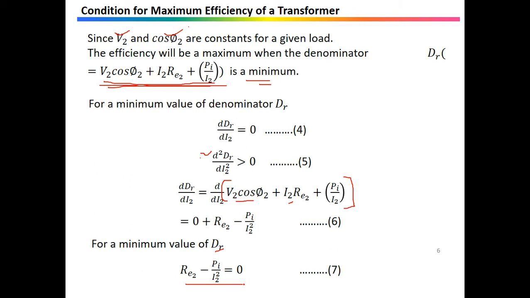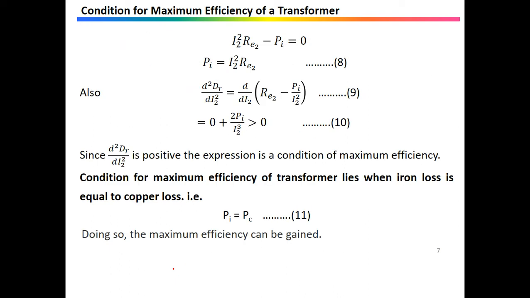On solving it further, that means taking this factor on this side and making cross multiplication, what we have with us is that this iron loss should be equal to I2 square Re2, and this I2 square Re2 is what? It is the copper loss.